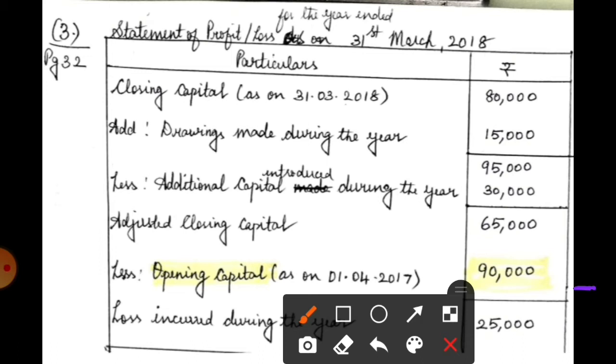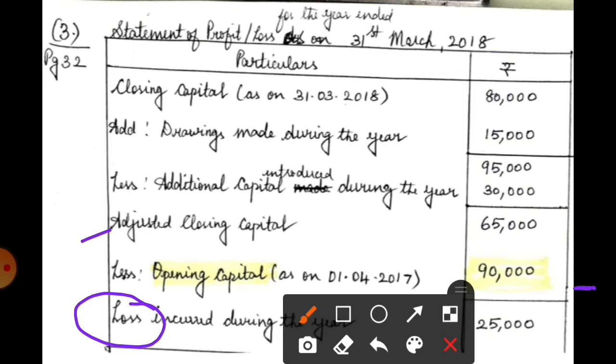First you will keep writing all the items in the format: closing capital, add drawings, leaving one line, you write less additional capital introduced during the year. Next line you write adjusted closing capital, and after that you show less opening capital, mention the date, and lastly, normally you may be inclined to write profit, but remember this problem mentions a loss. So in the format we write loss. Always note this when you read the problem, so that in the format you mention this as loss.